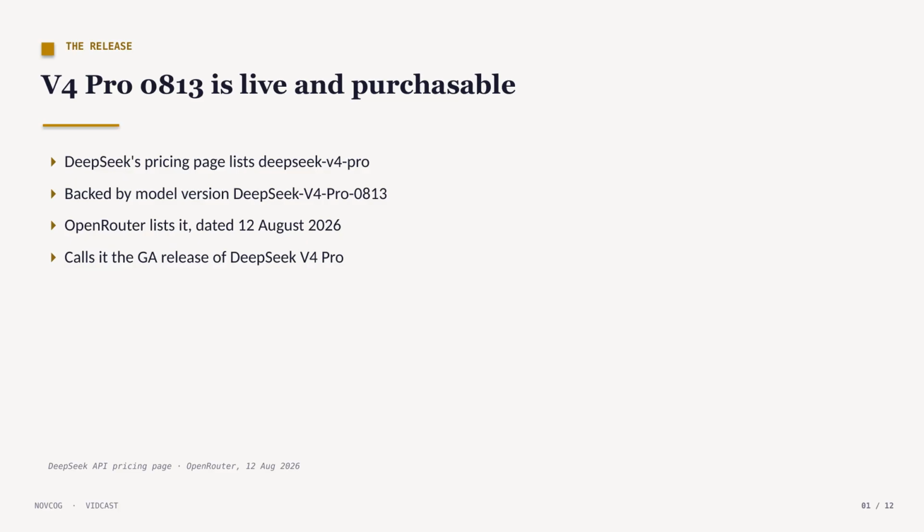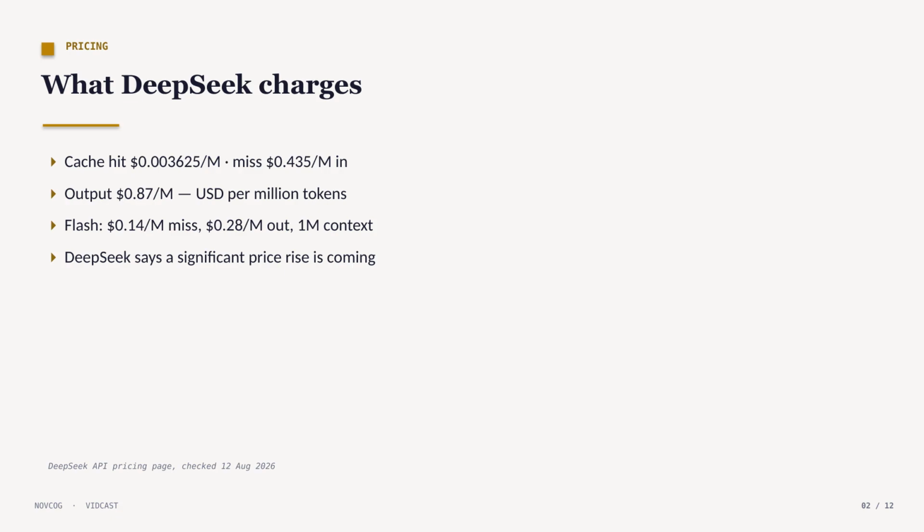What does it cost? All prices here are US dollars per million tokens, and direction matters. On the Pro endpoint, cache hit input costs $0.003625 per million tokens, a full million of them for well under half a cent. A cache miss is $0.435 per million. Output is $0.87. The cheaper sibling, V4 Flash, runs $0.14 on a cache miss and $0.28 on output, with the same 1 million token context. One more line on that same pricing page: DeepSeek says it plans to raise API pricing, with a significant increase expected. So treat these numbers as launch prices, not promises.